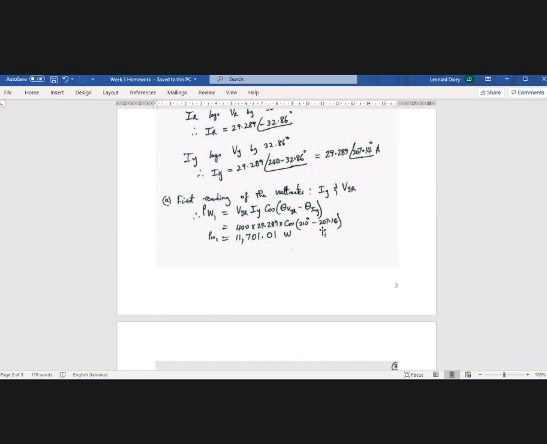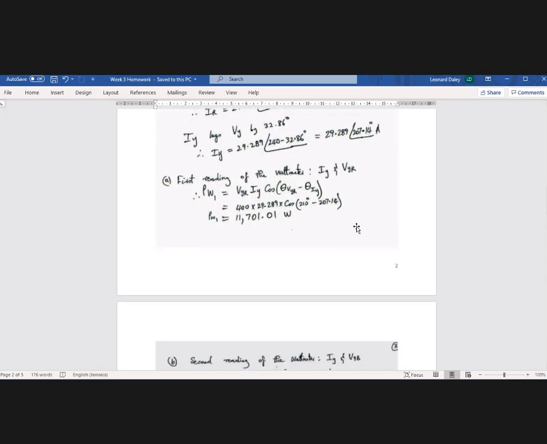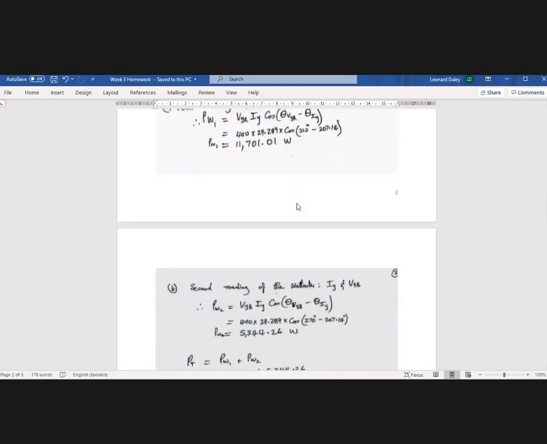All right. And so the power that the wattmeter first read was 11.7 kilowatts, or 11,701 watts. All right, everybody okay with that so far? Look, I do my one back here because I don't get 52, or that doesn't matter. No, man, it matters, because the angle is going to be different. So let's look at that still.